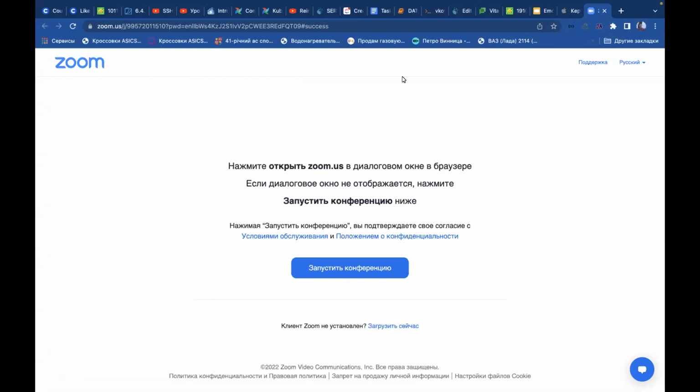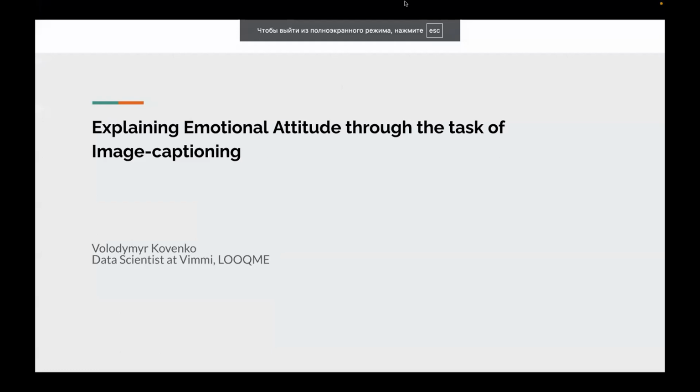Okay, so let's start. Greetings everyone, my name is Volodymyr Kovenko, I'm a data scientist at VMedWukmi and also a student of the fourth course at Vilnius International Technical University. And the theme of my speech for today is explaining emotional attitude through the task of image captioning.